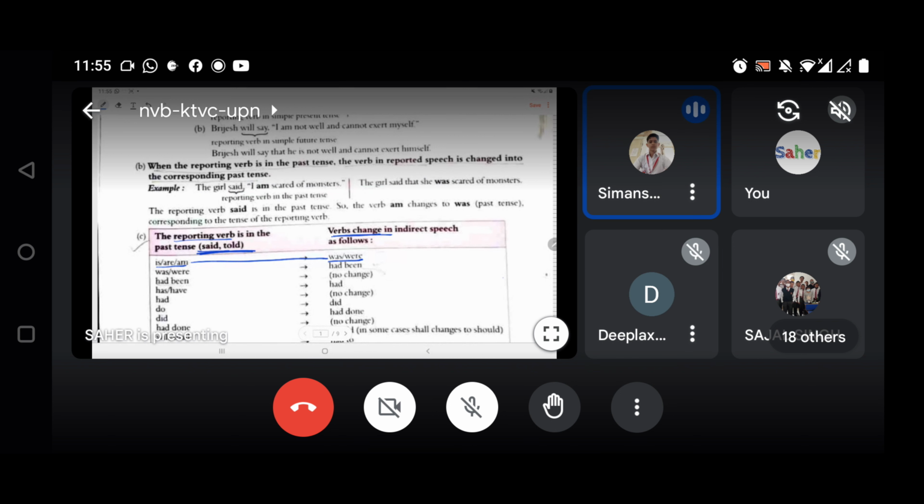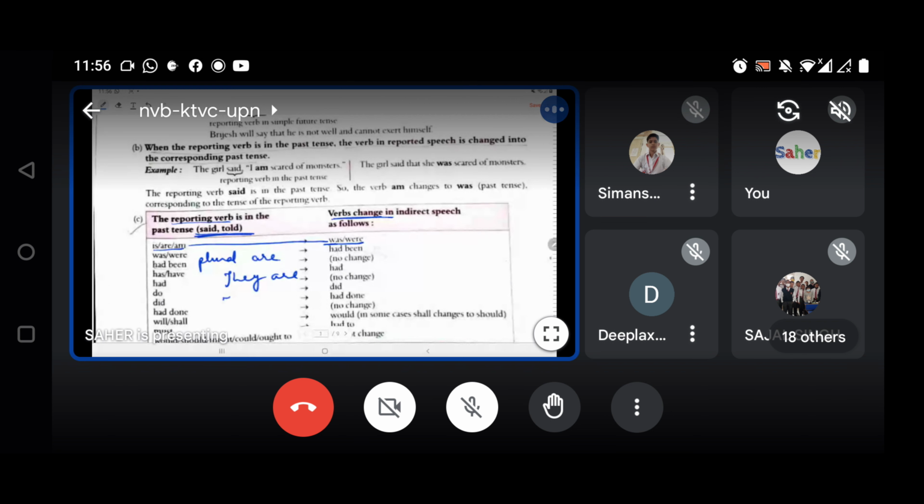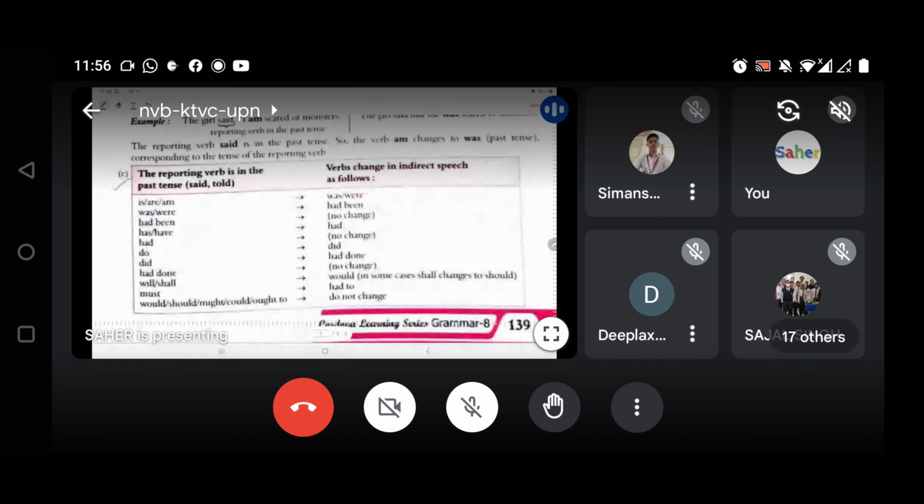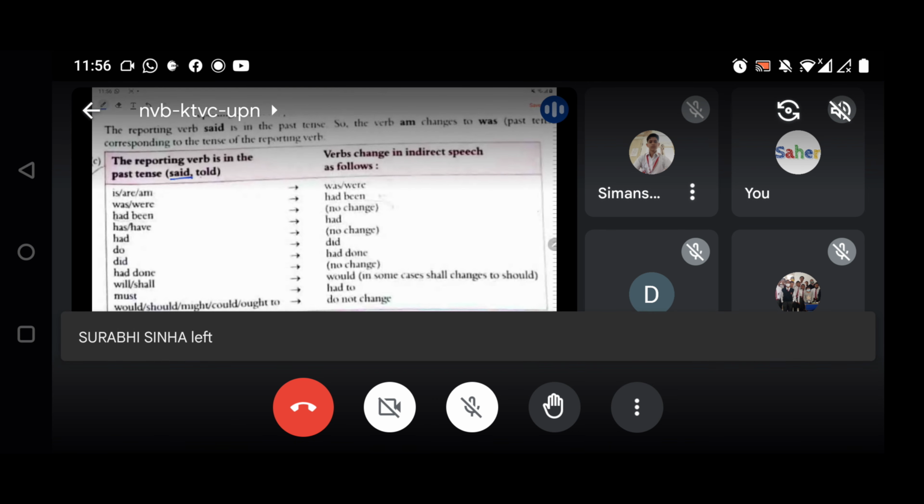Yes ma'am. So when are is in the verb, it will change into were, because we have to use it in plural. Yes, they are, so it will become they were. Got it? So we know where we have to use is, am, are. That will be changed into past tense. And said and told, I have already given you the difference between said and told.